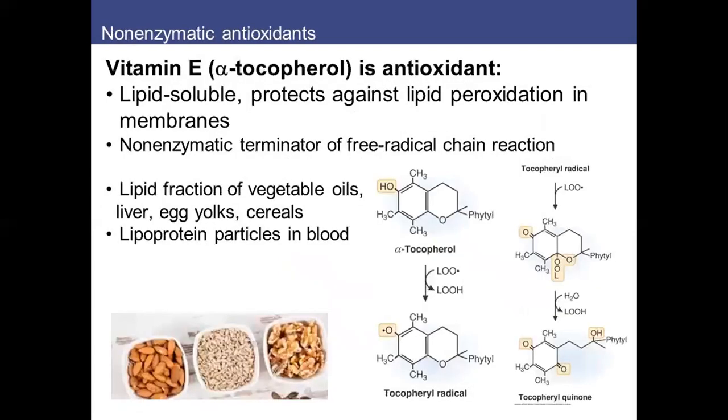Now we're going to talk about the non-enzymatic antioxidants, starting with vitamin E, also known as alpha tocopherol. Vitamin E is an antioxidant. It's lipid soluble. It protects against lipid peroxidation in membranes. Of course, you remember when we talked about lipid peroxidation and how vitamin E was involved in the termination step of the lipid peroxidation mechanism. So we say that vitamin E is a non-enzymatic terminator of free radical chain reaction. It exists in vegetable oils, liver, cereals, and others.